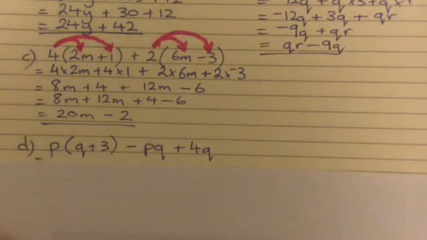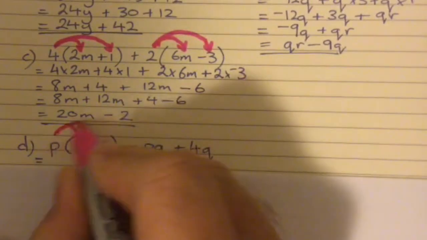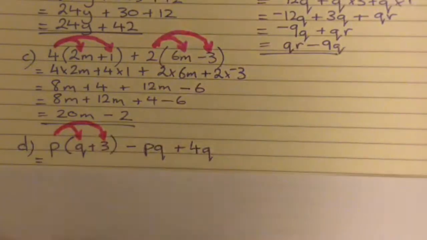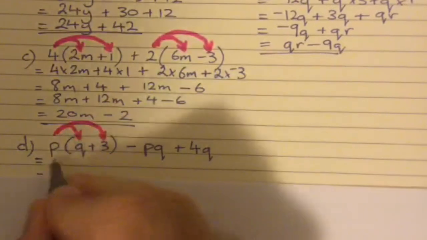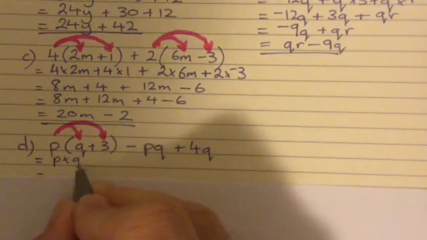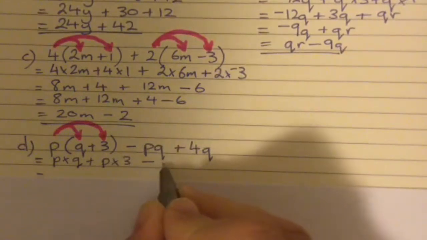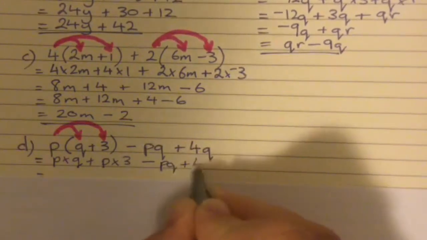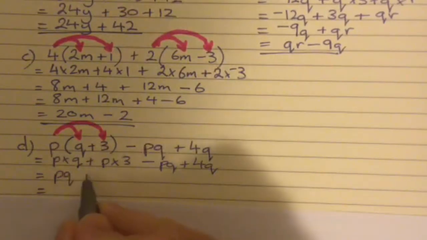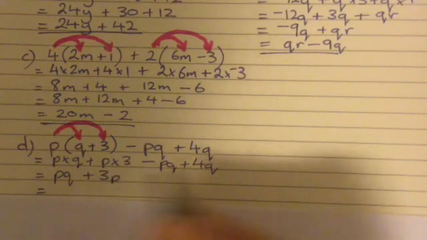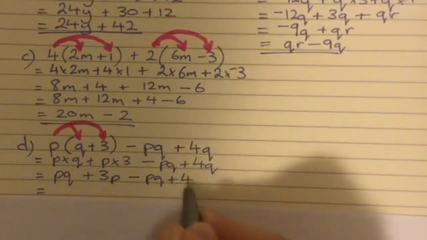As we continue, our next one, just got this 1 to distribute in this case. We're doing p lots of q and p lots of 3, and then we've got some terms over here that we may or may not be adding or subtracting. So p times q plus p times 3 minus pq plus 4q. So we're going to have a pq to start with. We're going to have a plus 3p. These last terms, I'll just bring them along for the ride for now.